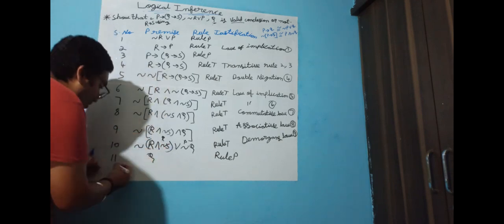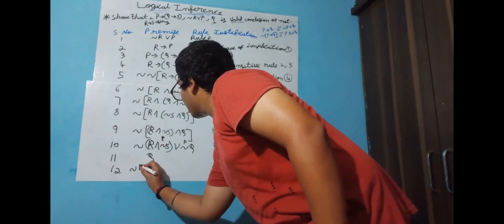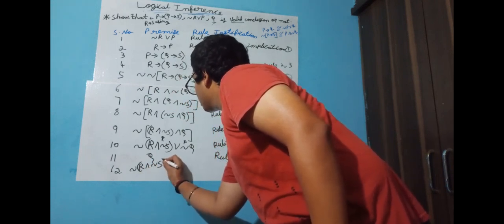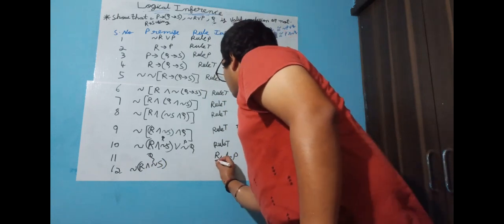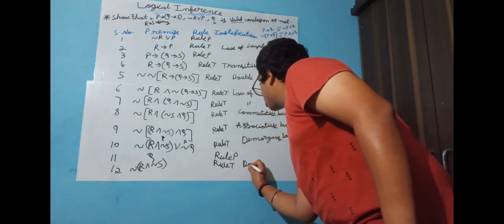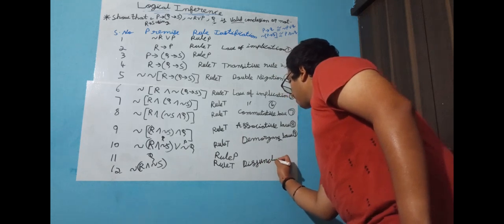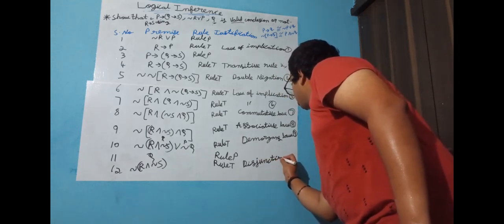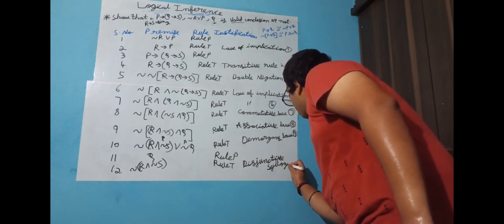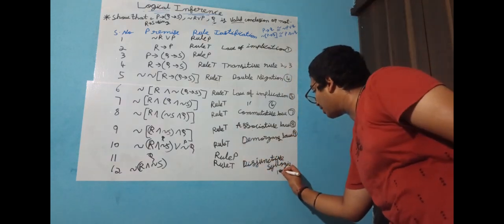Nothing but negation R. I am writing here, negation R, I mean negation of R and negation S. Negation of R and negation S we will get in rule T by disjunctive syllogism. Still the solution is not completed. Disjunctive syllogism. For which steps? Those steps you need to mention every time: steps 10 and 11.